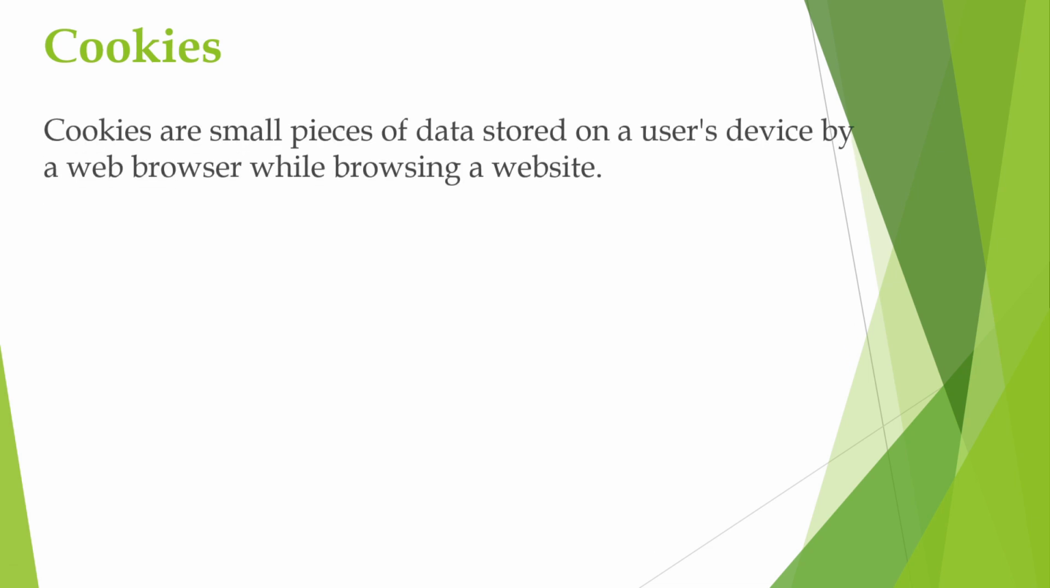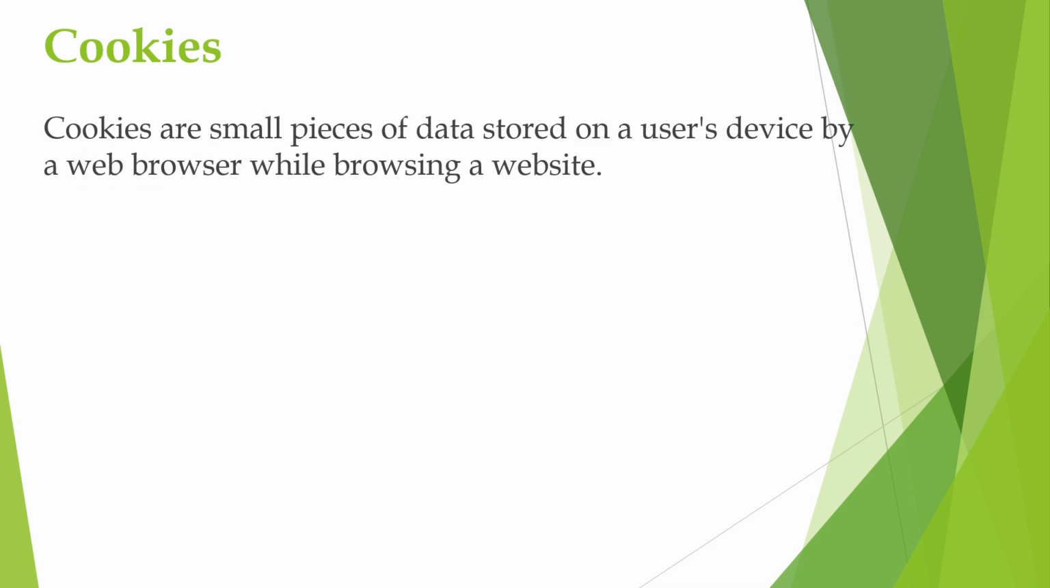Good day to everyone. In this video, we shall see what is meant by cookies and what are all its types. Cookies are small pieces of data that are stored on the user's device by the web browser while browsing a website. They are used to remember information about the user, such as login details, preferences, and other data that can enhance the user's experience on subsequent visits.